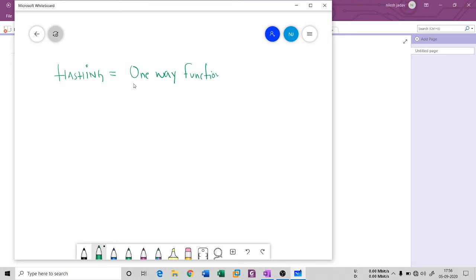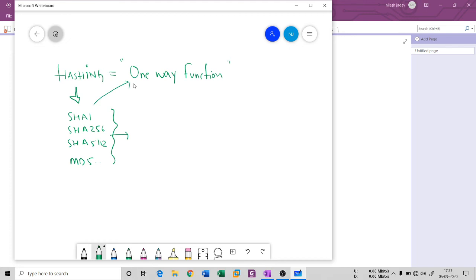It's a one-way function. It's a mathematical concept. What is a one-way function, sir? It's a simple thing. See, hashing is basically, there are so many algorithms which support hashing. The famous algorithms are SHA-1, SHA-256, SHA-512, MD5, salt and so many. Okay, these are the famous algorithms supported by hashing. And all these algorithms have this one-way function.